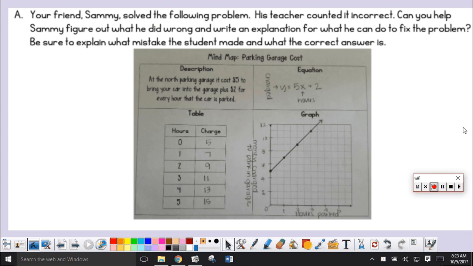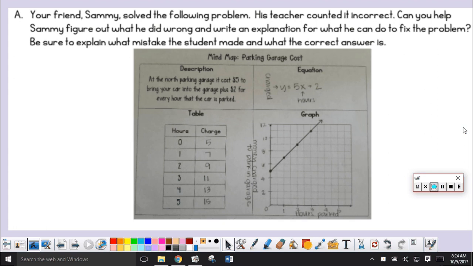Remember in class I said that that's the two parts of this problem. You have to tell me what he did wrong and how you will fix it. Ten points for what's wrong, 10 points for fixing it. Be sure to explain what mistake the student has made and what the correct answer is. So looking at the description inside the mind map.